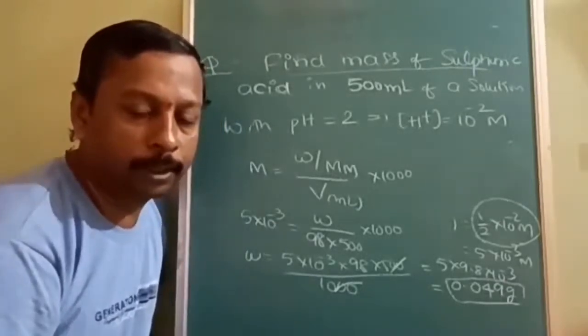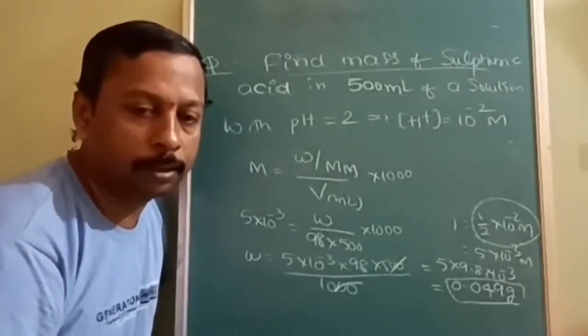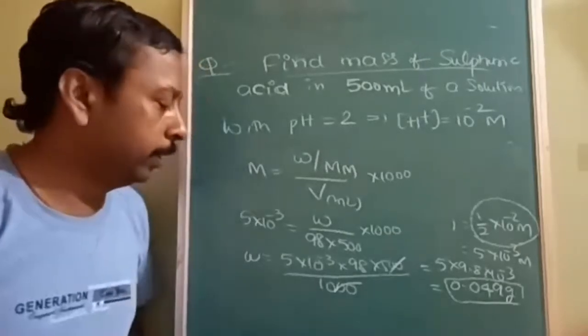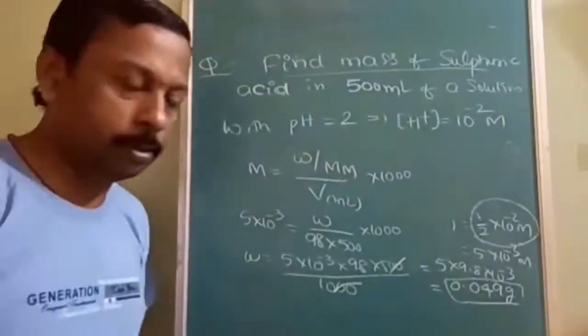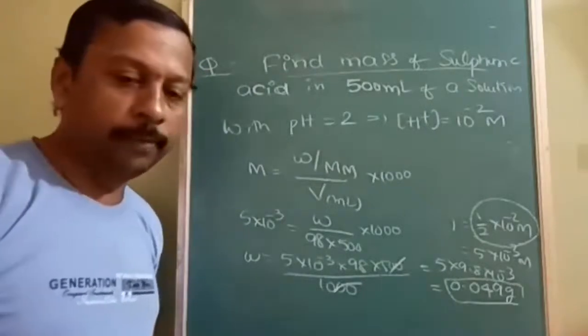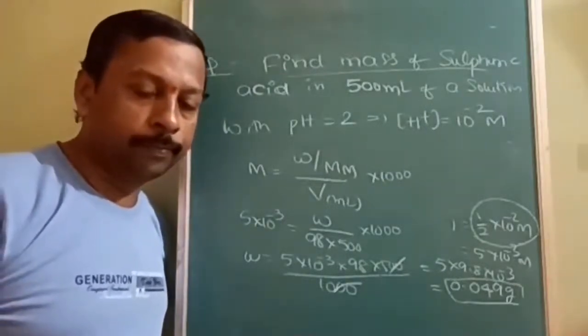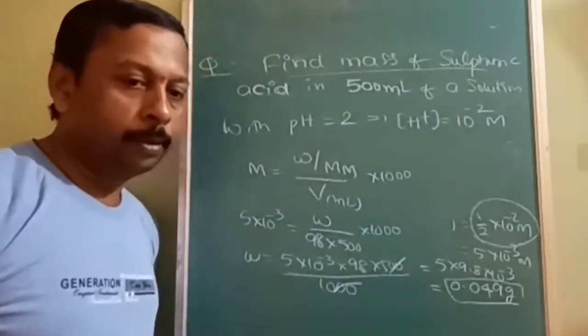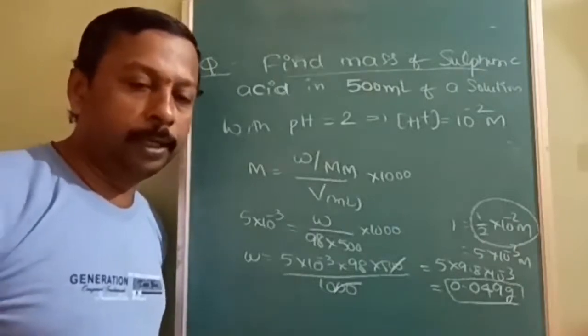Guru Charan, you got it? 49, where is it? Why 49 into 5? Everywhere I am taking 98 only, no?